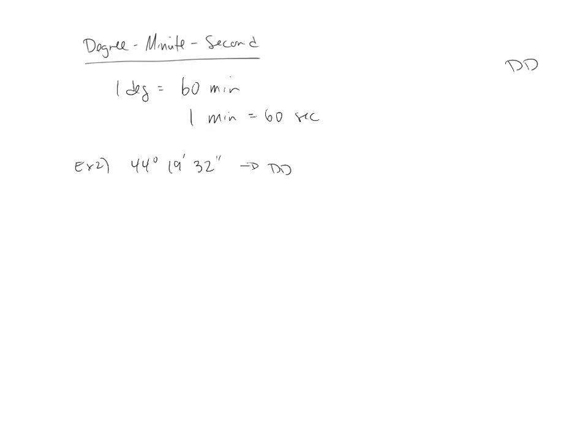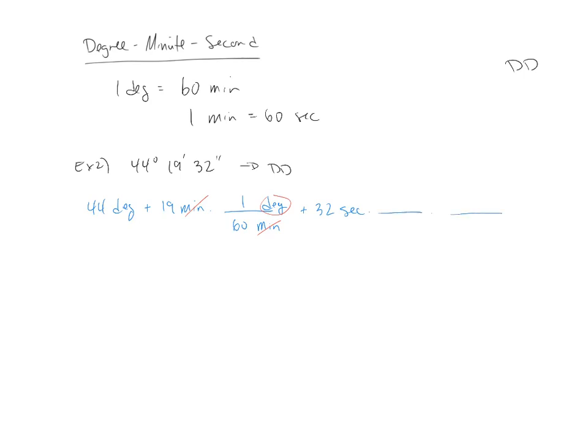So I'll go ahead and I'll start with our 44 degrees plus 19 minutes. Now, to get rid of the minutes and convert it to degrees, there's the unit conversion. Notice how minutes would go away and we would have degrees. Now, there are 60 minutes per 1 degree, plus 32 seconds.